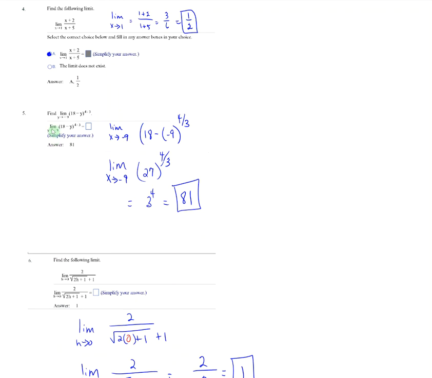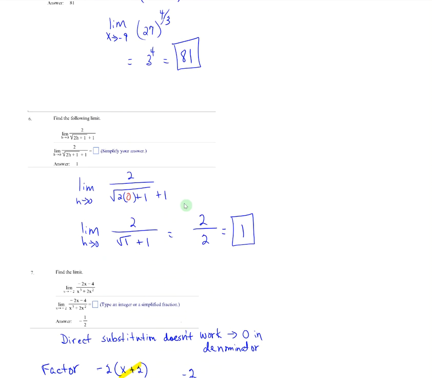Number 5, the limit as y approaches -9 of 18 minus y to the 4/3. We can put -9 in there and we can evaluate. And so that's what we do. And 18 plus 9 is 27. 27 to the 4/3 is like the cube root of 27, which is 3. And 3 to the 4th is 81. So your answer would be 81.